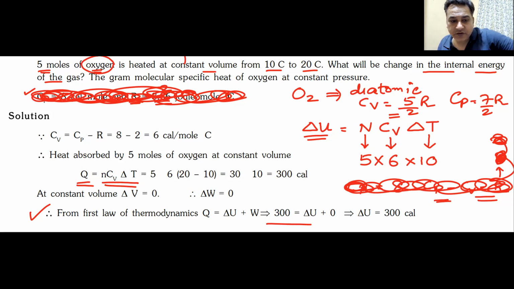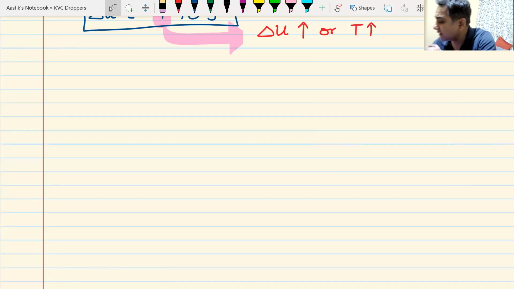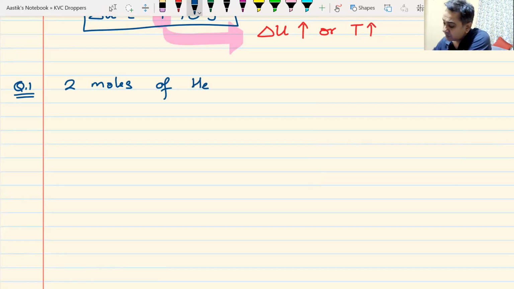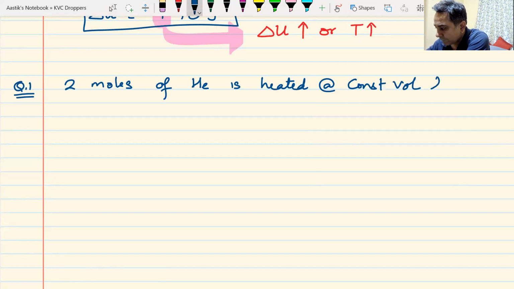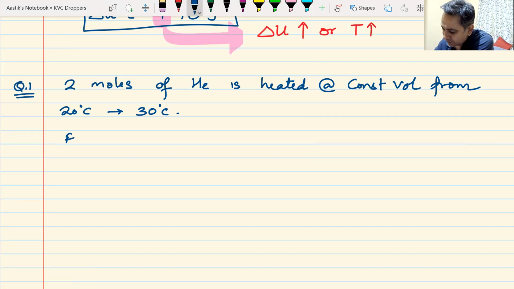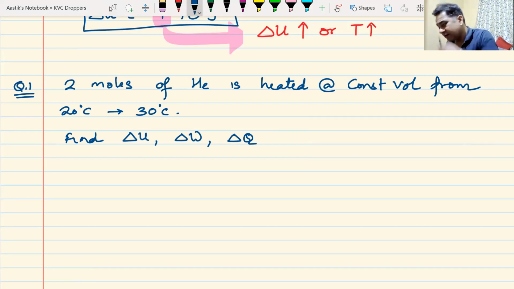Coming to you right now, right here. I hope you can see my screen. And here is the question. Question number one. 2 moles of helium is heated at constant volume from 20 degrees Celsius to 30 degrees Celsius. Find number one, change in internal energy, number two, work done, number three, the heat given in this process. You will have 1 minute to solve this question. How to do it? The question tells you how it is to be solved.